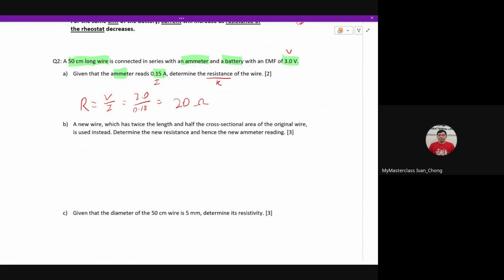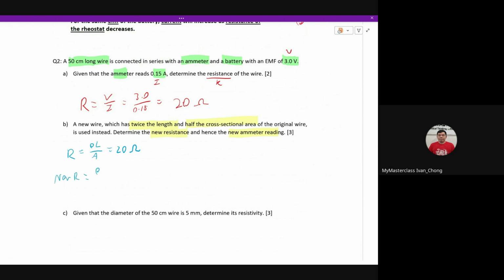And next, the question tells you, you have now twice the length, half the area. What is your new resistance? And then what's your new current? So there's a few things you need to take note. First thing is your new R. So how do we write it? Before we write new R, we need to understand what's your original first. Original is this value, which is 20 ohms. So next, ask yourself, what's your new R?